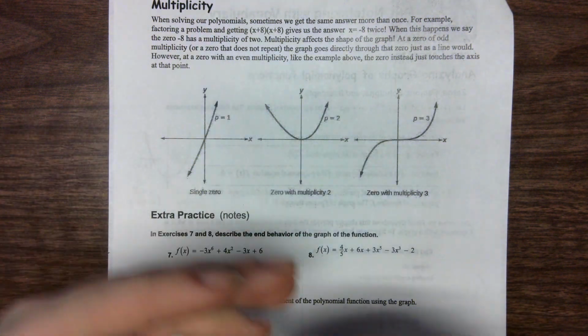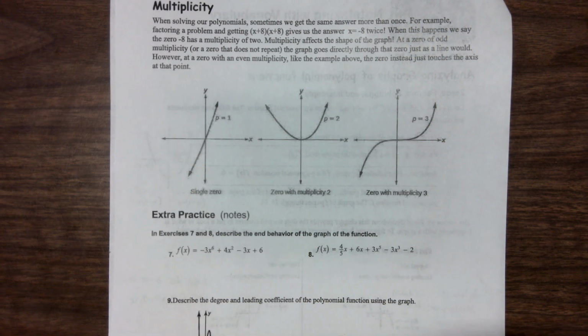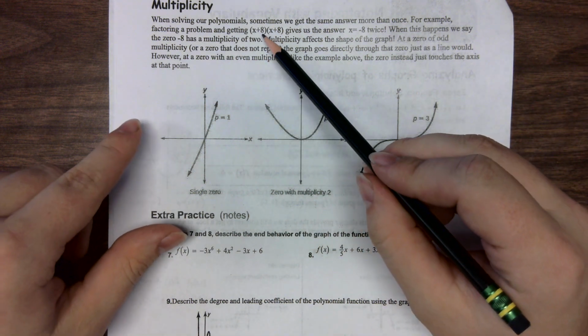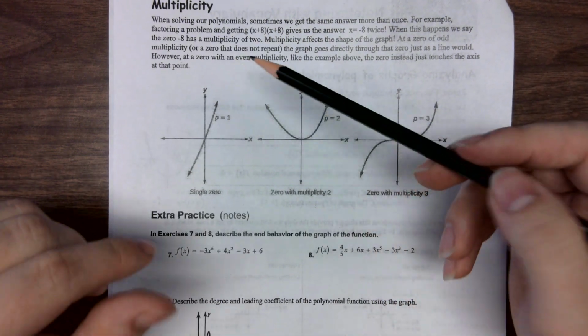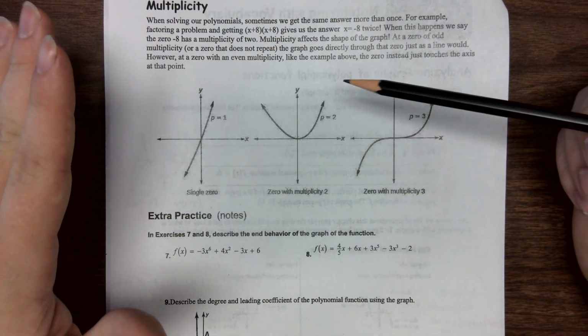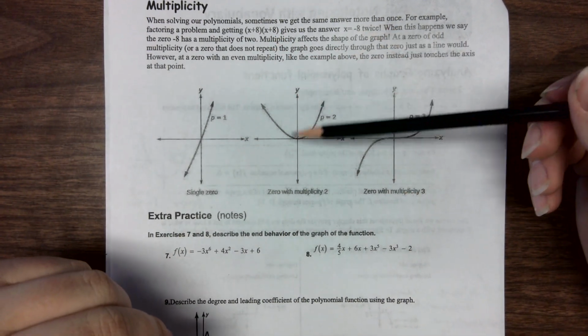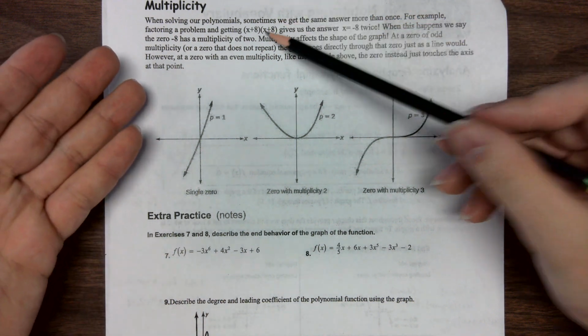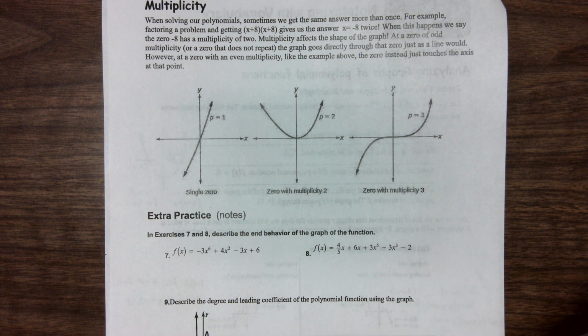Multiplicity. So when we are solving our polynomial problems, sometimes we'll notice that we get the same answer twice. So for example, you might get the factors x plus 8 and x plus 8. And then you work that out, you get the solution, your zero, as x equals -8. Obviously twice here.